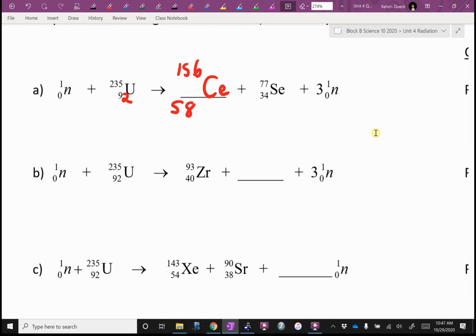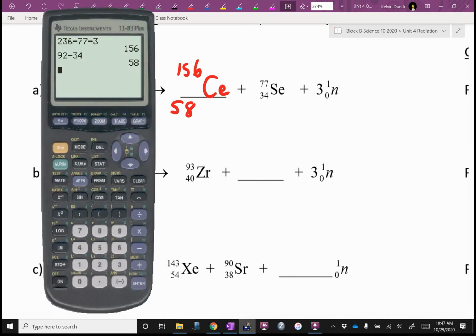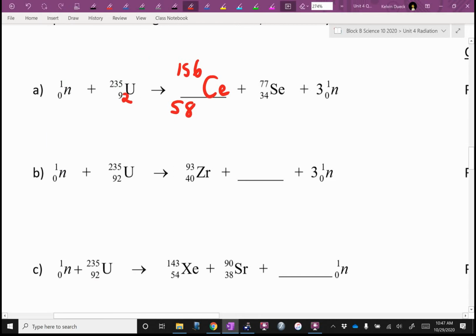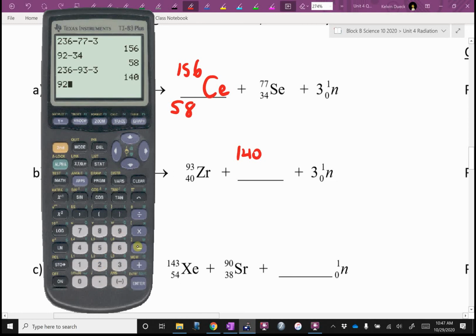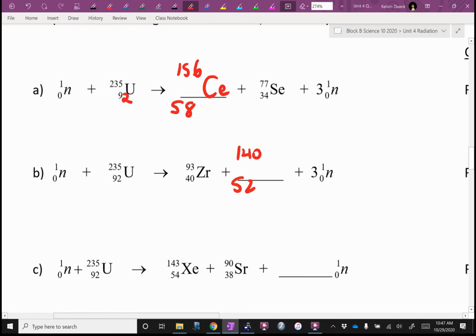So, Kaylin, same idea. 1 plus 235, we're starting with 236. We'll often start with 236 because I'm trying to make realistic reactions. Here we've used up 93, so on my calculator, 236 minus 93, and then minus 3 neutrons. Leaves me with a mass of 140. For charges, I started with 92. I've used up 40. Leaving me 52, and that's going to be element number 52, which is tellurium, Te.